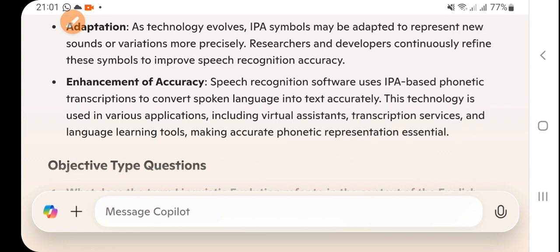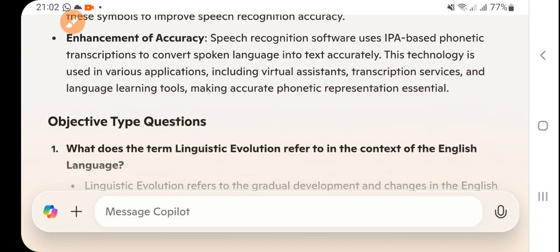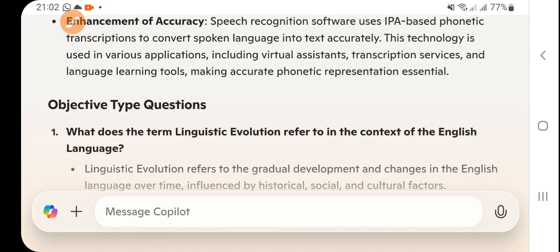And then technology evolves and IPA symbols may be adapted to represent new sounds, right? So when you speak something, then they catch, okay? So that represents new sounds and variations more precisely. So that is important. Then enhancement of accuracy: speech recognition software uses IPA-based phonetic transcription to convert spoken language into text accurately, and we do, right?